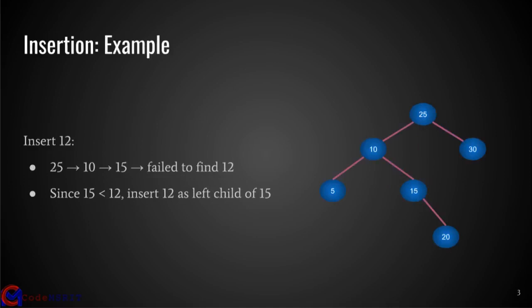Consider we are trying to insert 12 into the tree shown. We start from root and traverse till we reach 15 and see that the search fails as 15 has no left child. We insert 12 as the new left child of 15. It can be seen that performing another search for the element 12 would now succeed.